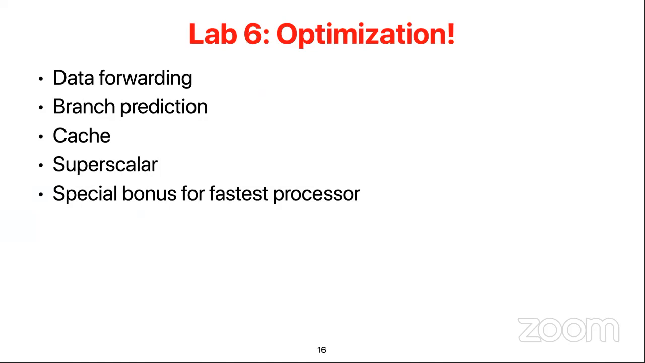In addition, if you really want to get an A+, here are some ideas. Previously we mentioned you can implement data forwarding and branch prediction. And today in the lecture, you learned cache. So if you know how to implement SRAM using FPGA, you can do it. Superscalar, meaning that you have a dual pipeline, is also an option. And we have a special bonus for your fastest processor. By the way, if your processor is the fastest in the class, even though you don't have data forwarding or prediction, you are still going to get an A+.